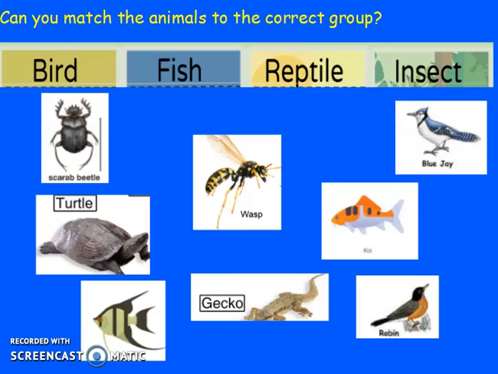So, I've got some animals on the board, and the question's asking us, can you match the animals to the correct group? I'd like to pause the clip, write the headings into your book or on a piece of paper if you're working on paper, and I'd like you to organise these creatures into the right section. Press play when you're ready to go through.